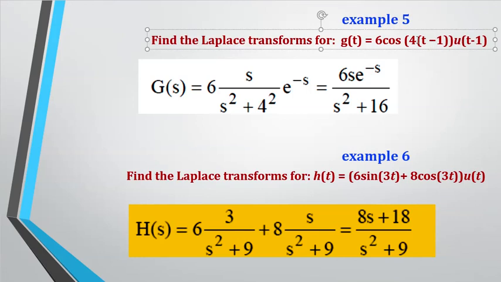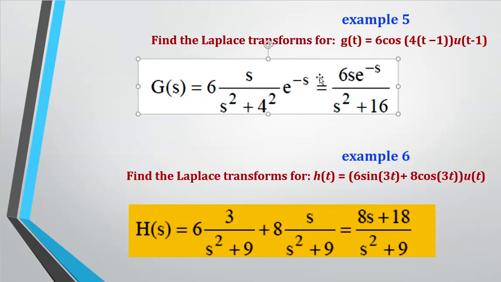So let's think about it without the shift. If we had 6 cosine of 4t u(t), the answer would have been s over s squared plus 4 squared, right? But now it's shifted by minus 1. It's being multiplied by e to the power of minus s, as you see over here. And of course the 6 is there. So the final answer will be 6s e to the power of minus s over s squared plus 16.